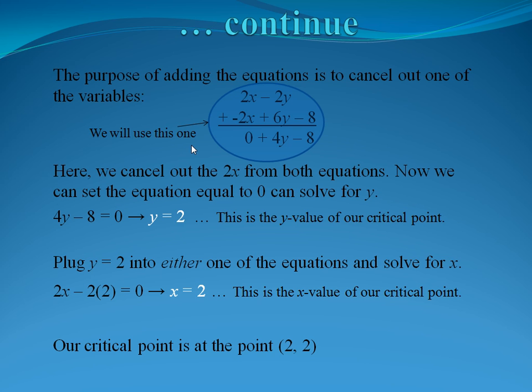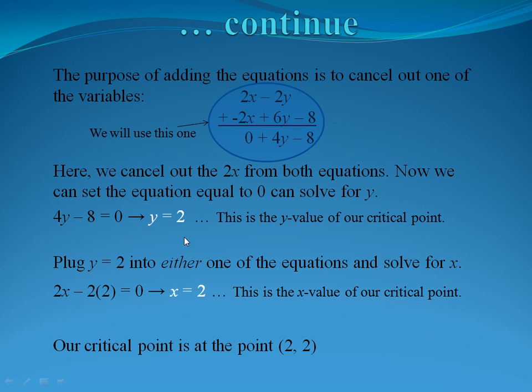Okay, so here, 2x minus 2y, that was our first partial, and we're going to add that to the second equation, which is minus 2x plus 6y minus 8. Adding down, 2x plus negative 2x cancels the x term out. Then we have minus 2y plus 6y is 4y, 0 plus negative 8 is minus 8. So we have 4y minus 8. So we've canceled the 2x from both sides. Both of them equal 0. So we end up with 4y minus 8 equals 0. Solving for y, we get y equals 2.